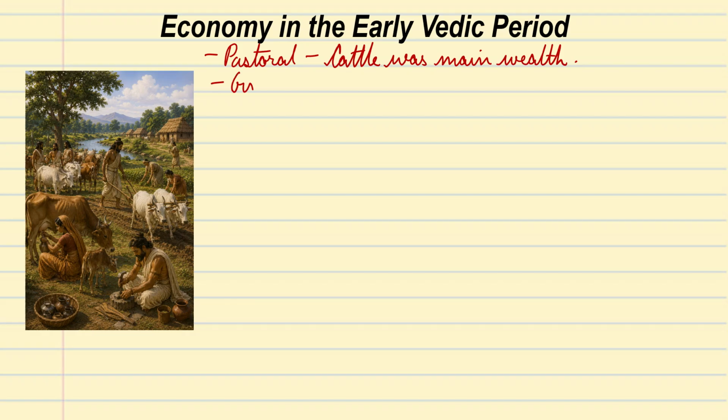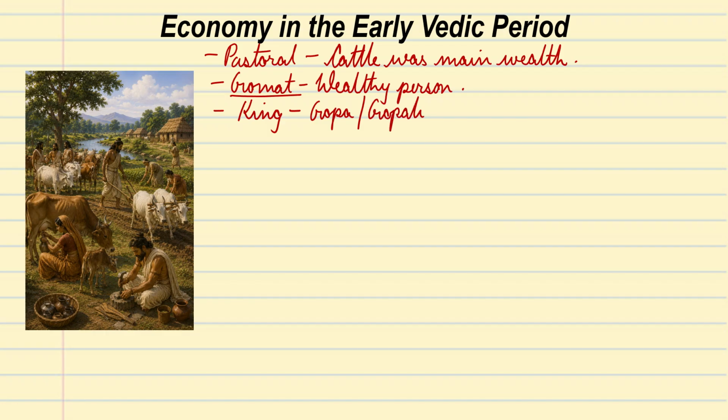Gomat was a wealthy person. So a rich person was called Gomat, means he had a lot of cows. The king was given epithets like Gopa or Gopati. Here go means cattle or cows. So king was called Gopa or Gopati.